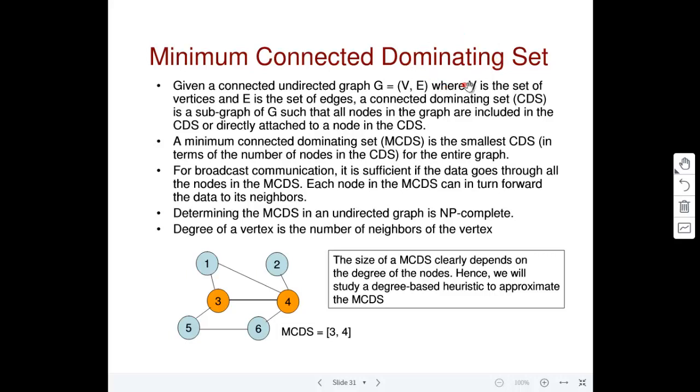So a dominating set is itself a set of vertices such that for any vertex in the graph, either that vertex is in the dominating set or one of its neighbors is in the dominating set. So that's what a dominating set means. Now here we deal with a connected dominating set. That means if I say 3, 4 form a dominating set, the 3, 4 should be reachable to each other. Means there should be at least a path between them. In this case we have an edge between them, 3, 4.